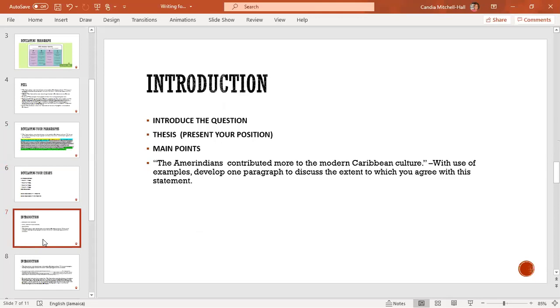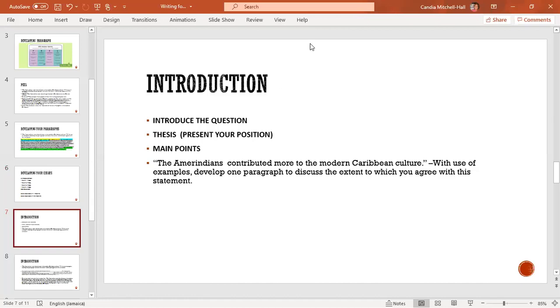So for the introduction, there are three things you need to do. One, you need to introduce the question that was asked. You need to give your thesis, your position on the issue. So just like Jackson, she would have disagreed with it.